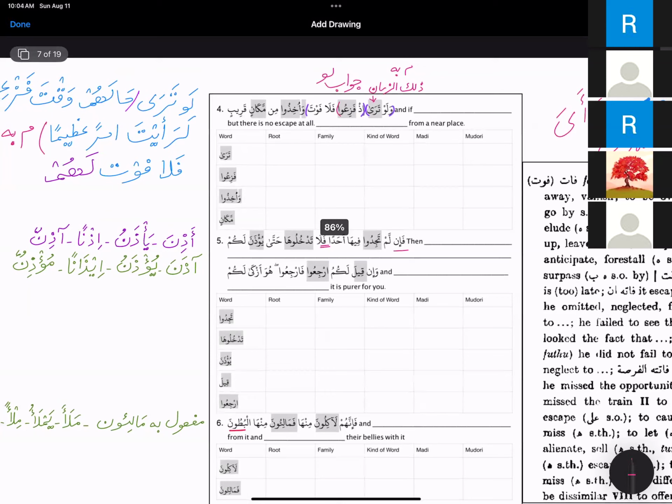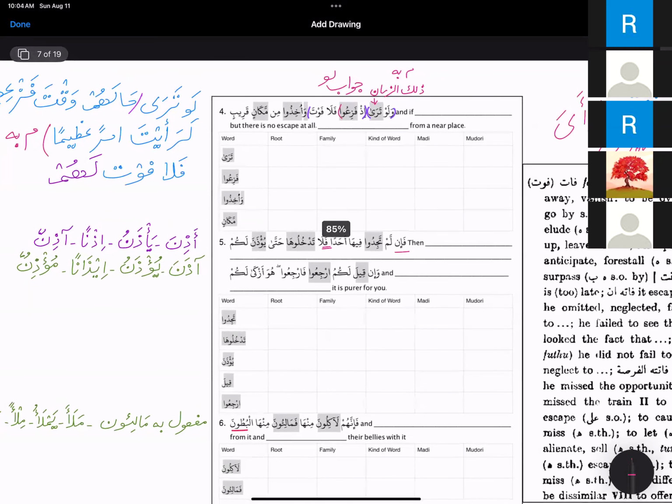Wa ukhidu, what kind of fi'l is ukhidu? Akhaza. Majhul. Hamza, kha, dhal are the root letters. Mahmooz fa, very good. And then it is taking the e sound, right? So this is majhul, and naib fa'il is hum. Naib fa'il is hum, very good.